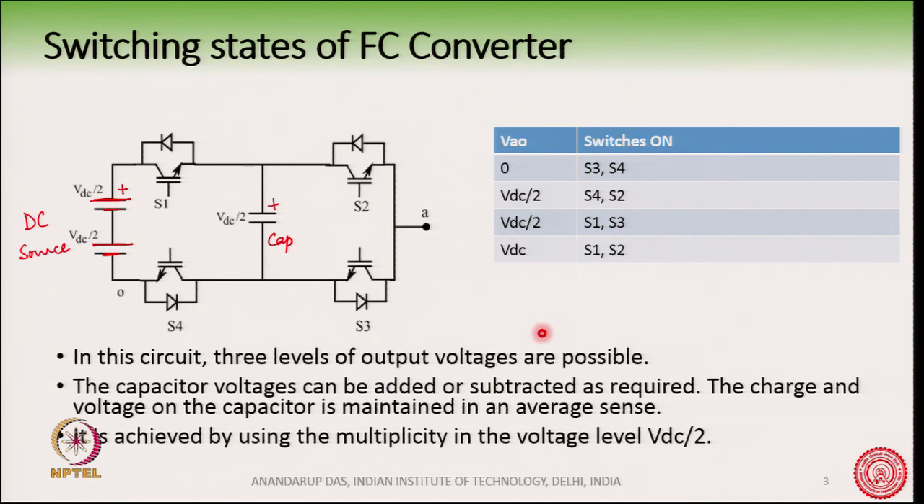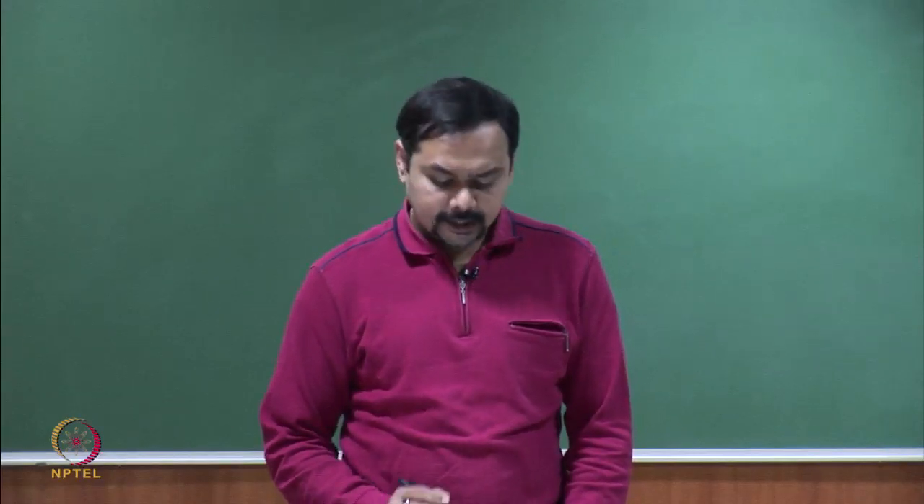So, if the current is flowing for a certain duration, we will charge up the capacitor, and for a certain duration we will discharge the capacitor, and this will be possible by using this state here. Only in this state, the VDC by 2 state, can the capacitor be charged or discharged, whereas in the 0 and VDC states the voltage on the capacitor has no effect. So, we have to apply these two voltage states by using the two multiplicities, and thereby it is possible to maintain the capacitor voltage. We have to go on doing this all the time, so as to keep the capacitor voltage at VDC by 2.